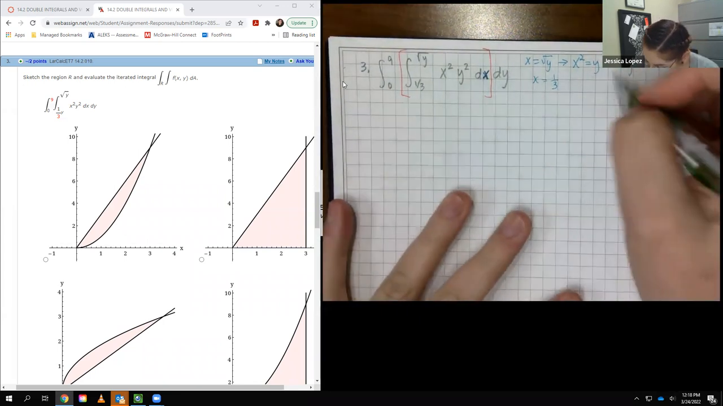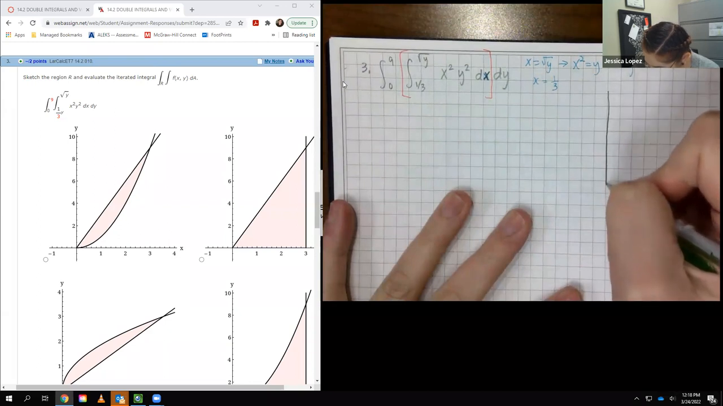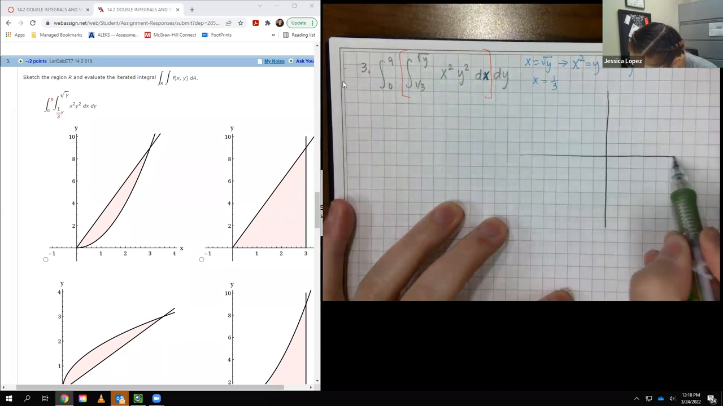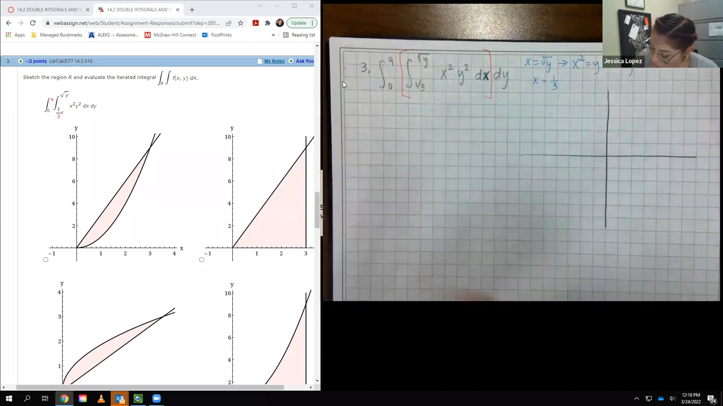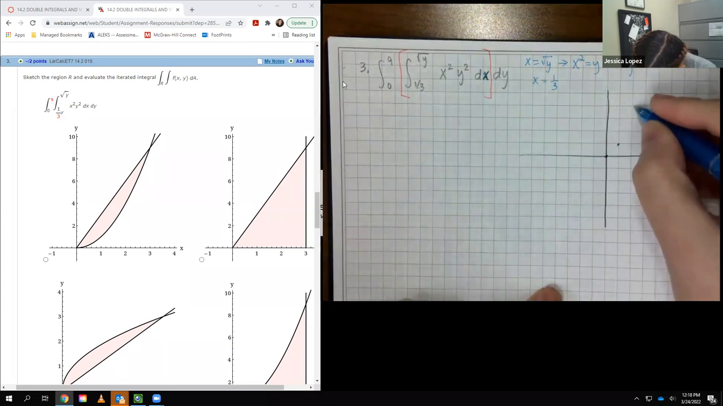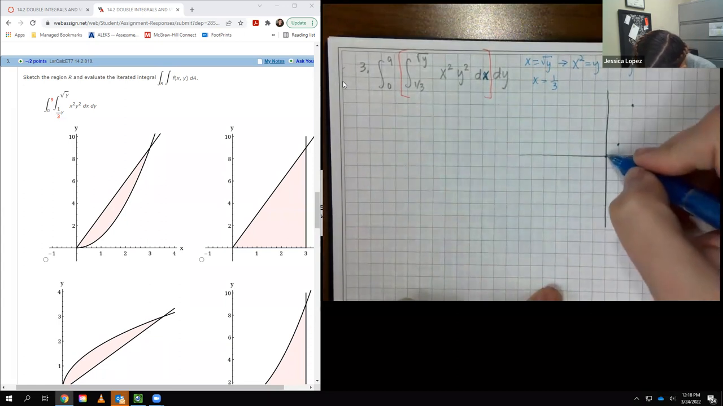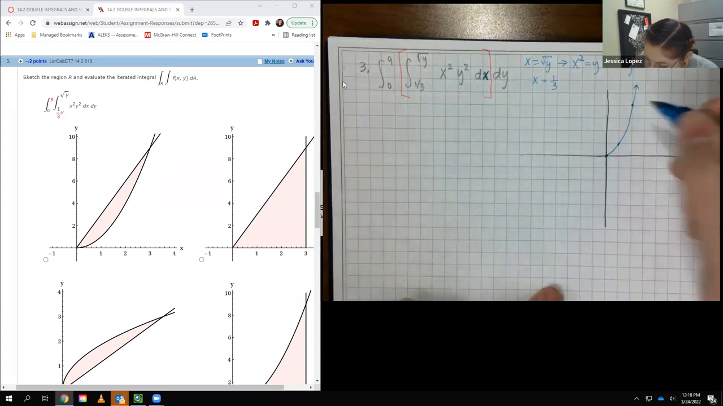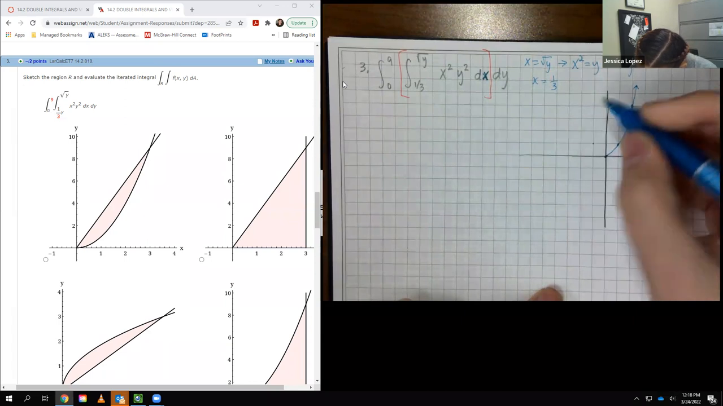Third. Yay, I have graphing paper this time, so hopefully I don't murder it too much. Okay, so y equals x squared: 0, 0, 1, 1, 2, 4. And so it looks like this. And then, of course, it has the other side too, right?